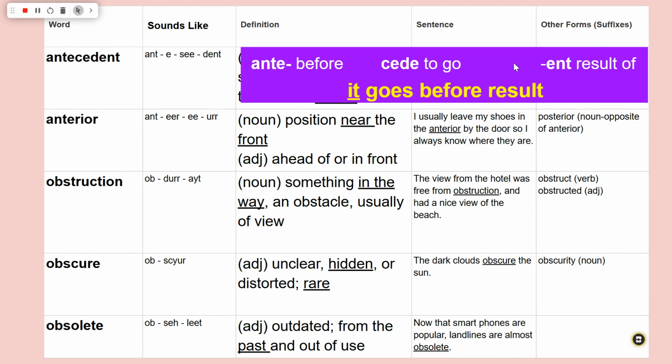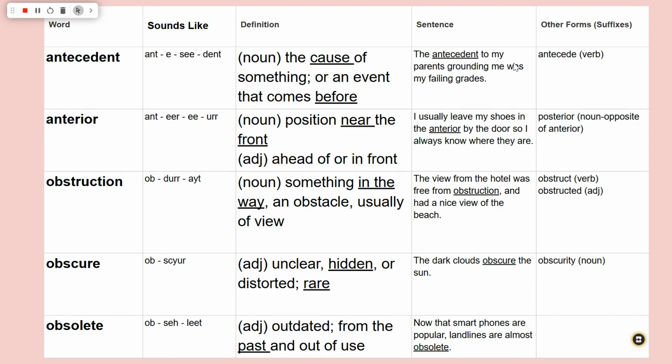Okay, so let's see what our actual definition is. The cause of something or an event that comes before. It goes before results. Literally, antecedent is the cause, which means it's coming before the result. So it's the thing that precedes or causes whatever the outcome is. Like the antecedent to my parents grounding me was my failing grades.